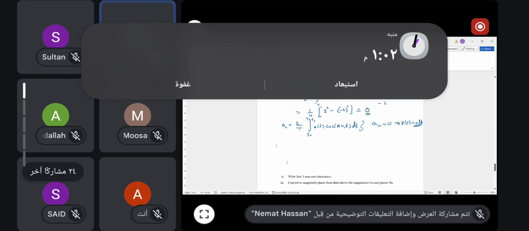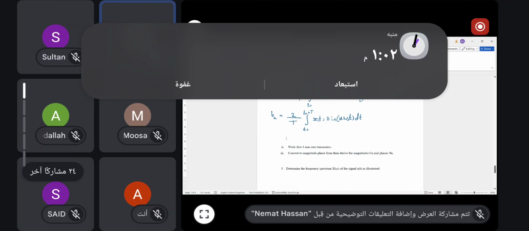Finally, let's move on to b of n. The formula for b of n is 2 over T, the integral from t0 to t0 plus T, x of t sine n omega naught t with respect to t. This is available in the formula sheet, okay? All you have to do now is substitute values and perform the integration.